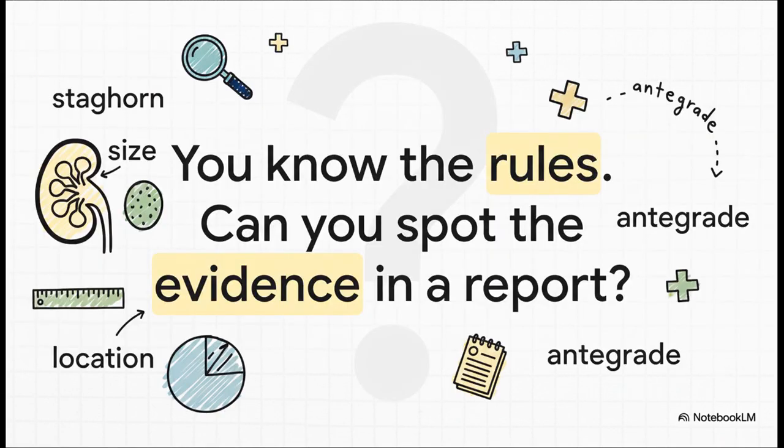So there you have it. You've got the framework now. You understand the logic behind these codes. The next step, well, it's all about application. This is your challenge. Take what you've learned today and practice finding those key words, size, location, staghorn, antegrade, in actual operative reports, because that is how you bridge the gap from just knowing the rules to truly mastering the art of code.